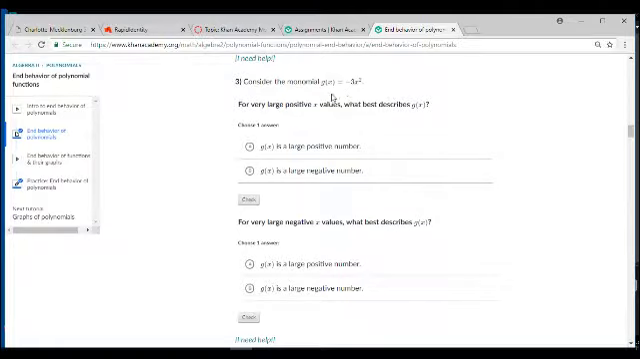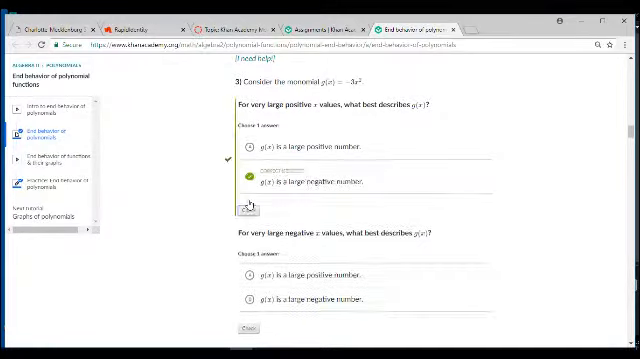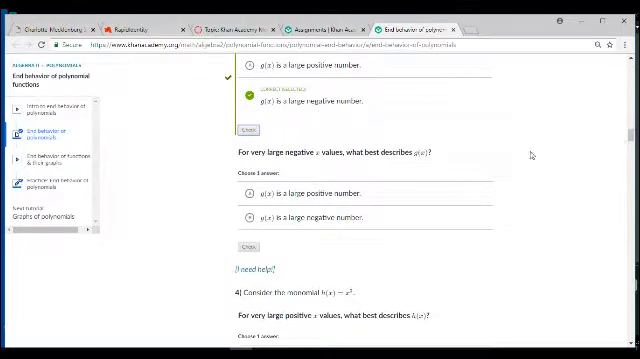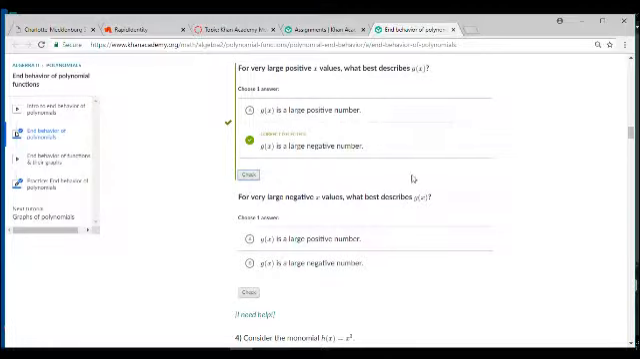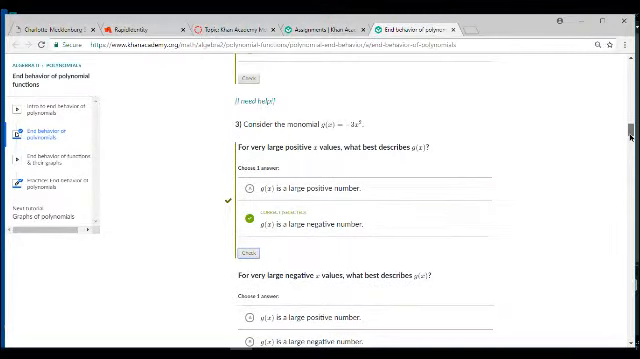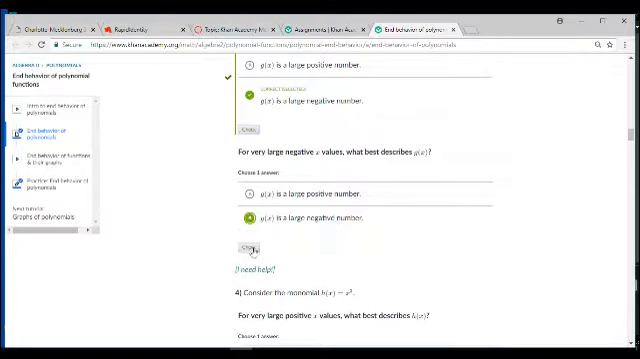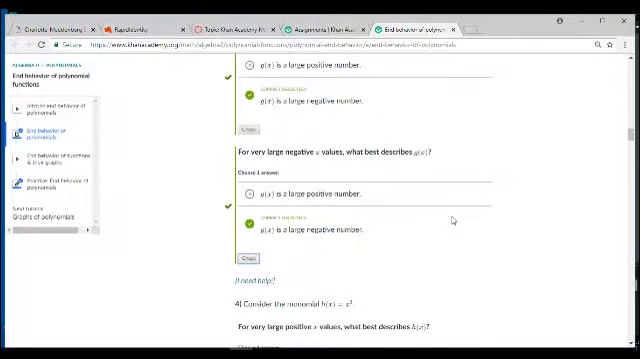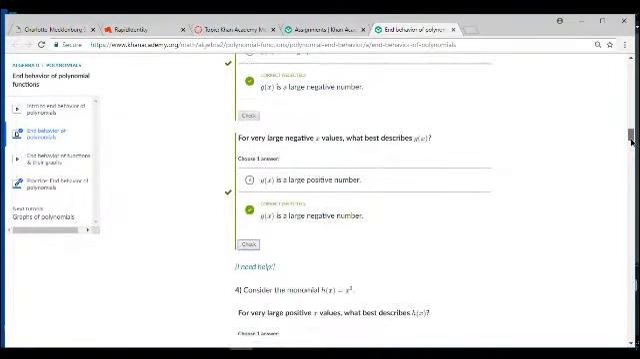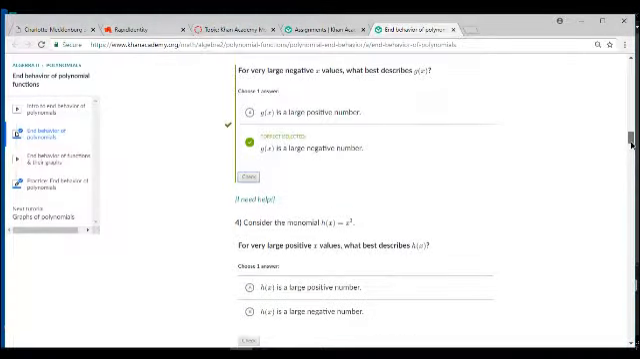Let's look at negative 3x squared. For very large positive x values, a million squared is a really large number, times negative 3 is a really large negative number. Let's check that. Great. Now let's look at negative a million squared. Well, negative a million squared is a really large positive number, times negative 3 is a really large negative number. So in this case, as x approaches negative infinity and infinity, f of x is going to approach negative infinity in both cases.